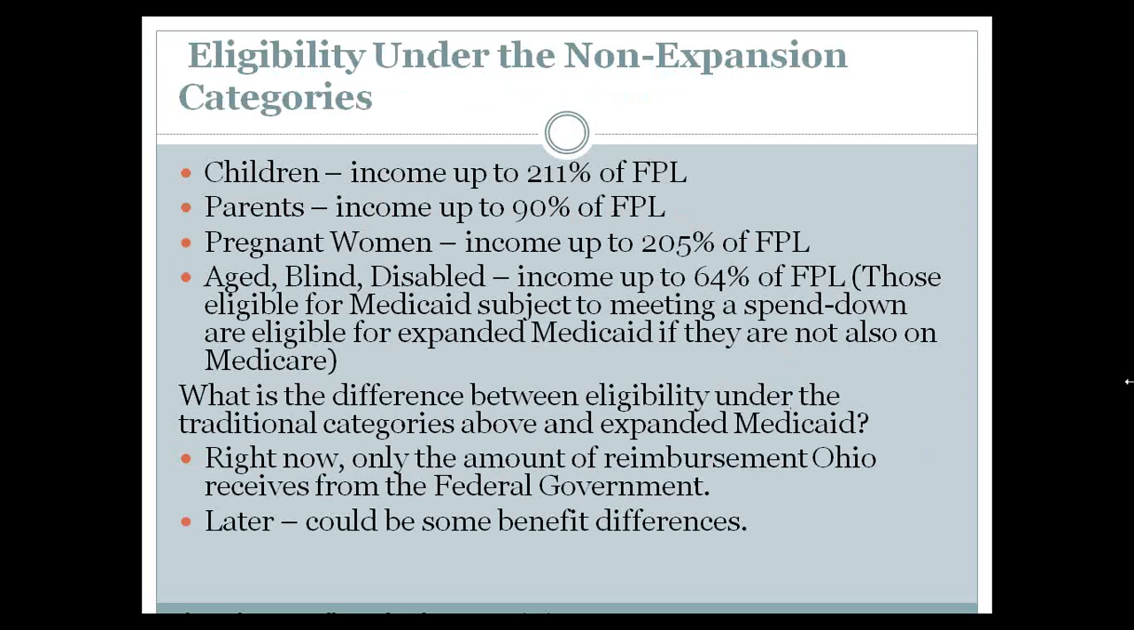So what are these categories that were already in existence? Well, children with incomes up to 211% of the poverty level, parents with income up to 90% of the poverty level, pregnant women with income up to 205% of the poverty level, the aged, blind and disabled with income up to 64% of the federal poverty level.